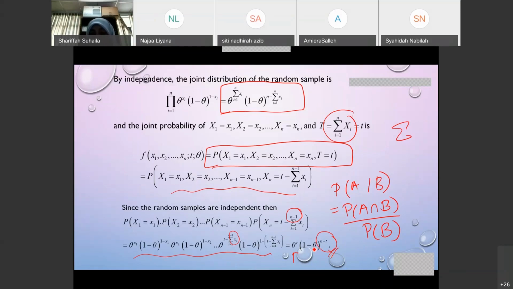Bila kita dapatkan dia punya joint probability function. Okay. So now kita dividekan dengan dia punya PDF of your T. Kita tak cakap lagi dia ada sufficient statistic. You want to show that. Okay. So kita divide dengan PDF of T. So now T is equals to summation Xi. Okay. So T is equal to summation Xi.